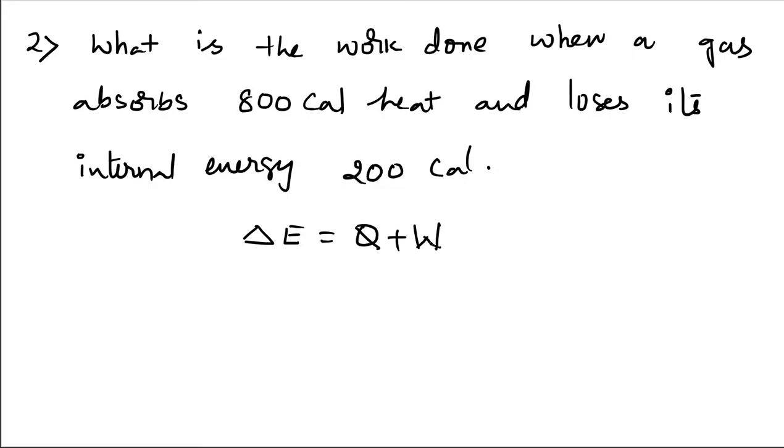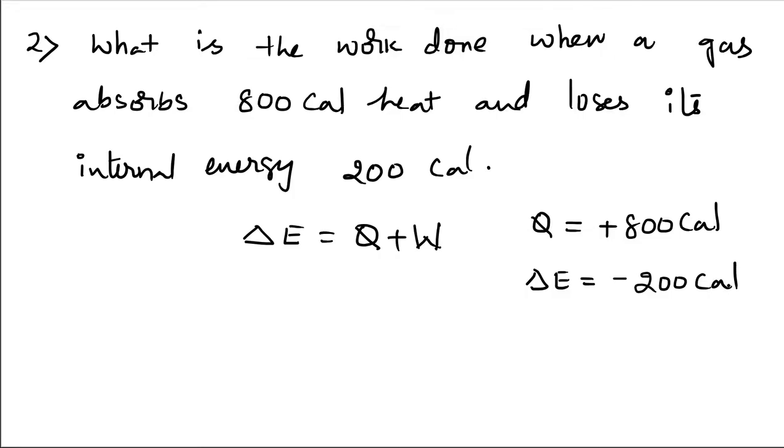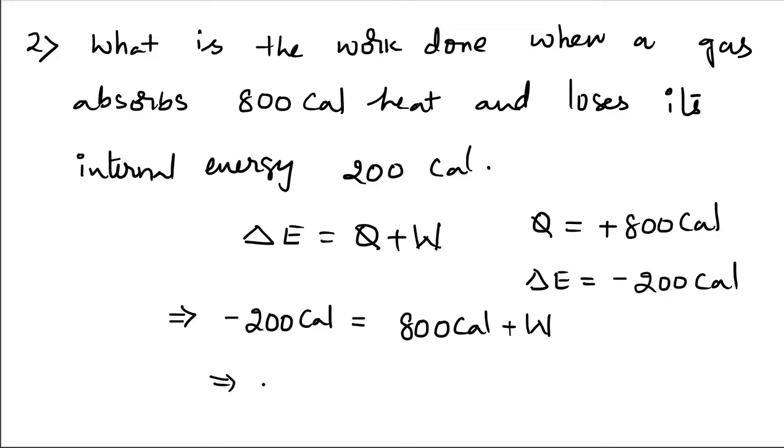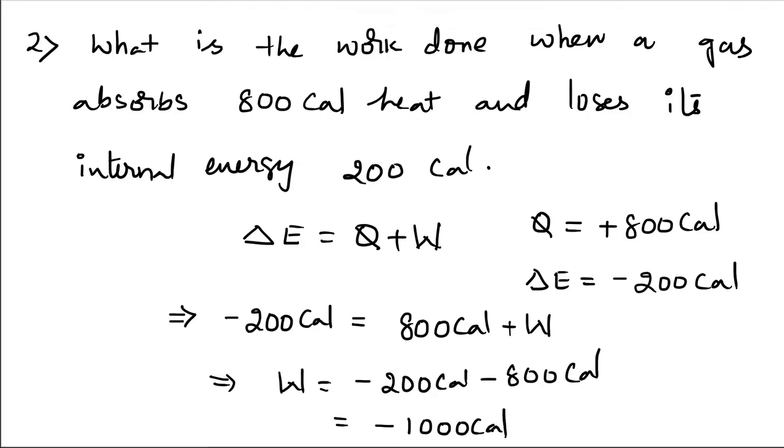Now let's see the keywords. What are the keywords here? Gas absorbing the heat, that means Q is positive 800 calories. Now there is a change in internal energy. The change in internal energy is given as a loss for the system. Therefore, we should take delta E as negative 200 calories. So, if we substitute these numbers, delta E is negative 200 calories equal to the heat, which is positive 800 calories, plus W. So from this we can get W is equal to negative 200 calories minus 800 calories. That gives negative 1000 calories of the work done by the gas in this expansion.